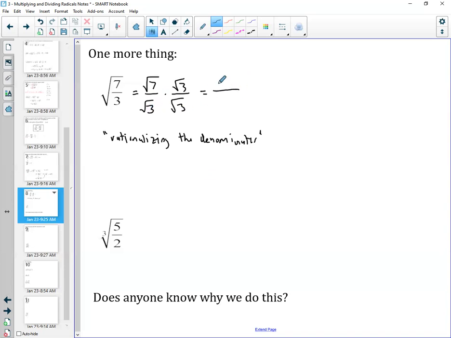So root 3 times root 3, well, the top is root 21. Let's do that first. The bottom is the square root of 9. The square root of 9 is 3. Hey, no more radicals in my denominator. That was the whole point of doing this.